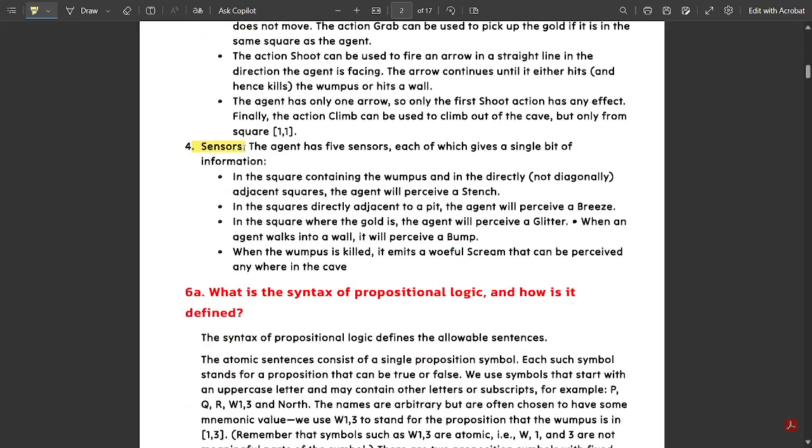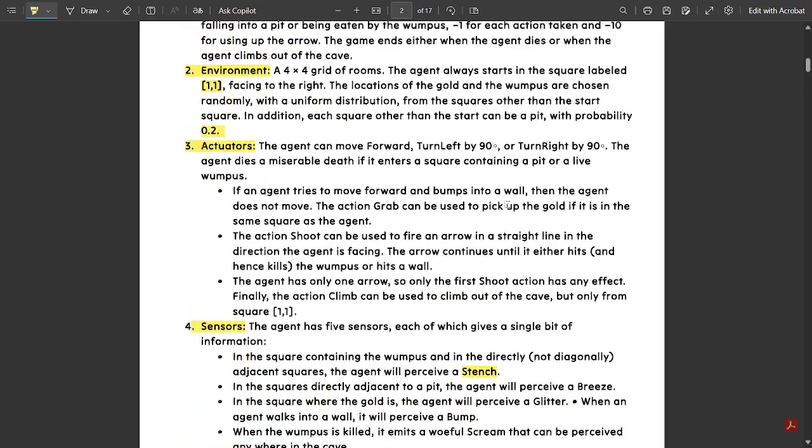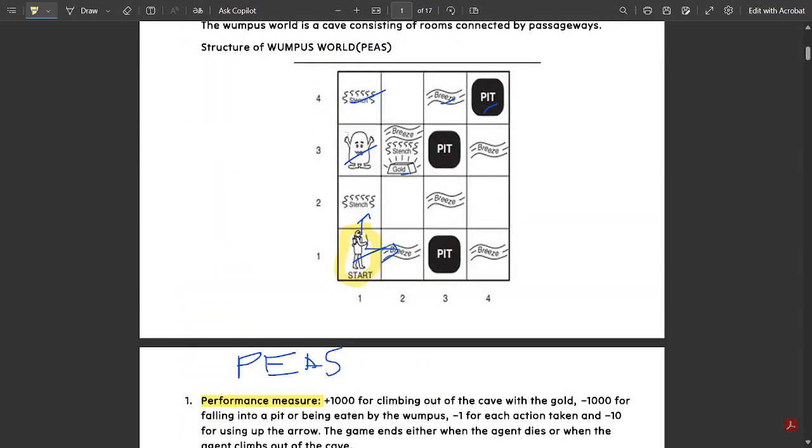Then the sensors part. The agent has 5 sensors, each of which gives a single bit of information. In the square containing the Wumpus and in the directly, not diagonally, adjacent squares, the agent will perceive a stench. Okay. It's the stench here. The squares directly adjacent to a pit, the agent will perceive a breeze. Okay. That is, the square containing the Wumpus, just adjacent to that, we will be having a stench.